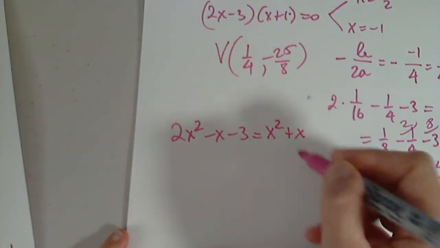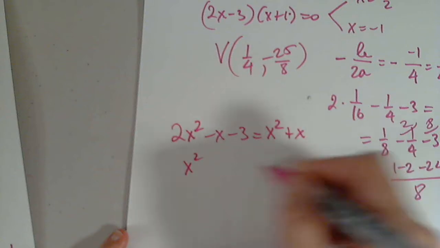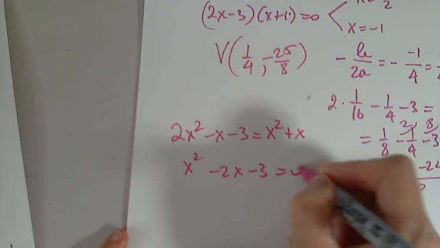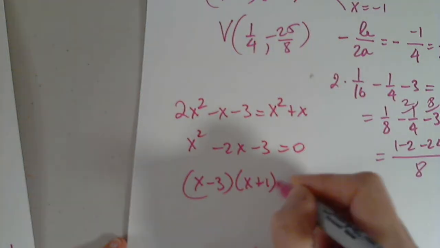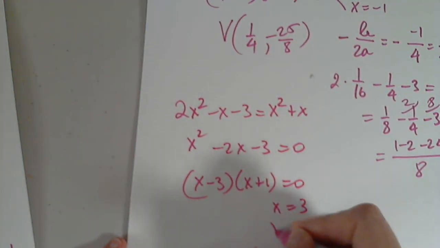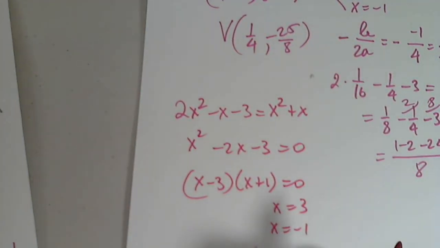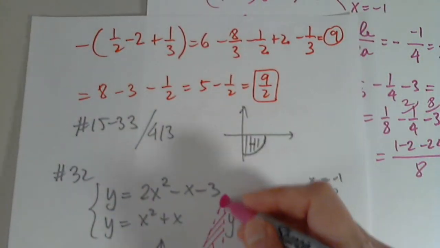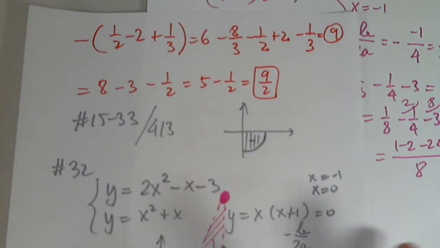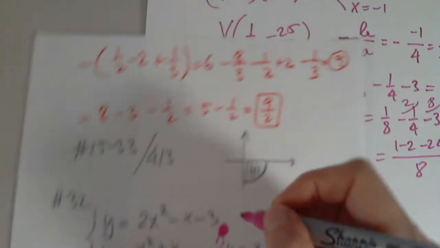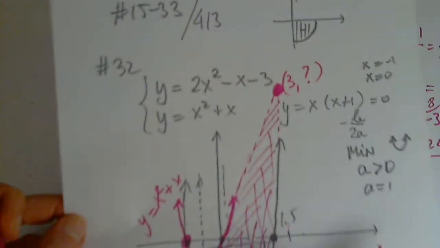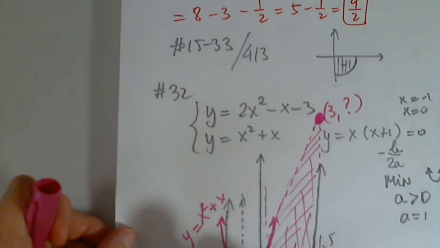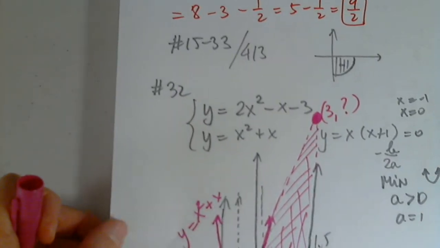Okay, so then I have x squared minus 2x minus 3 equals 0. This is an easy one, x minus 3 and x plus 1. So I get that x equals 3 and x equals negative 1. So this is right above 3, so this is 3 comma whatever. I don't need to find the y value. And this, which I knew already, the point of intersection here is negative 1, 0.